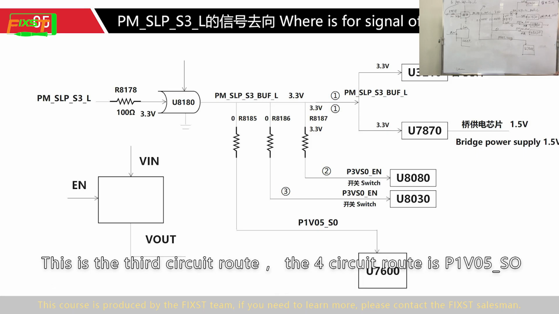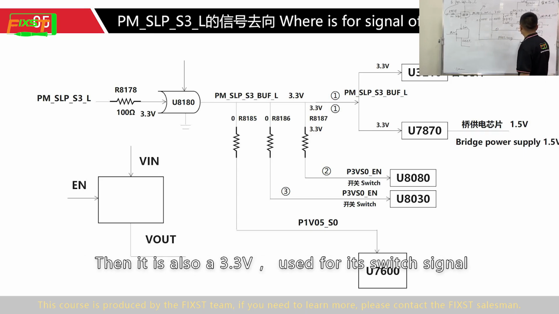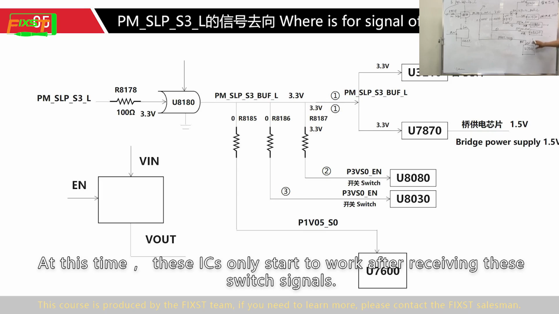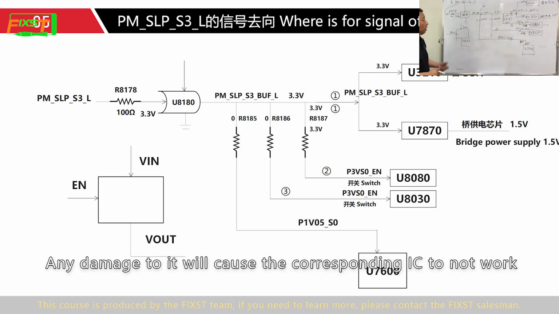This is the third circuit row, and the fourth circuit row is P1V05SO. It passes through RA185, which are all 0 ohm resistors. Then it is also a 3.3 volt used for its switch signal. At this time, this IC only starts to work after receiving this switch signal. So F3 plays a very important role in this. Any damage to it will cause the corresponding IC to not work.